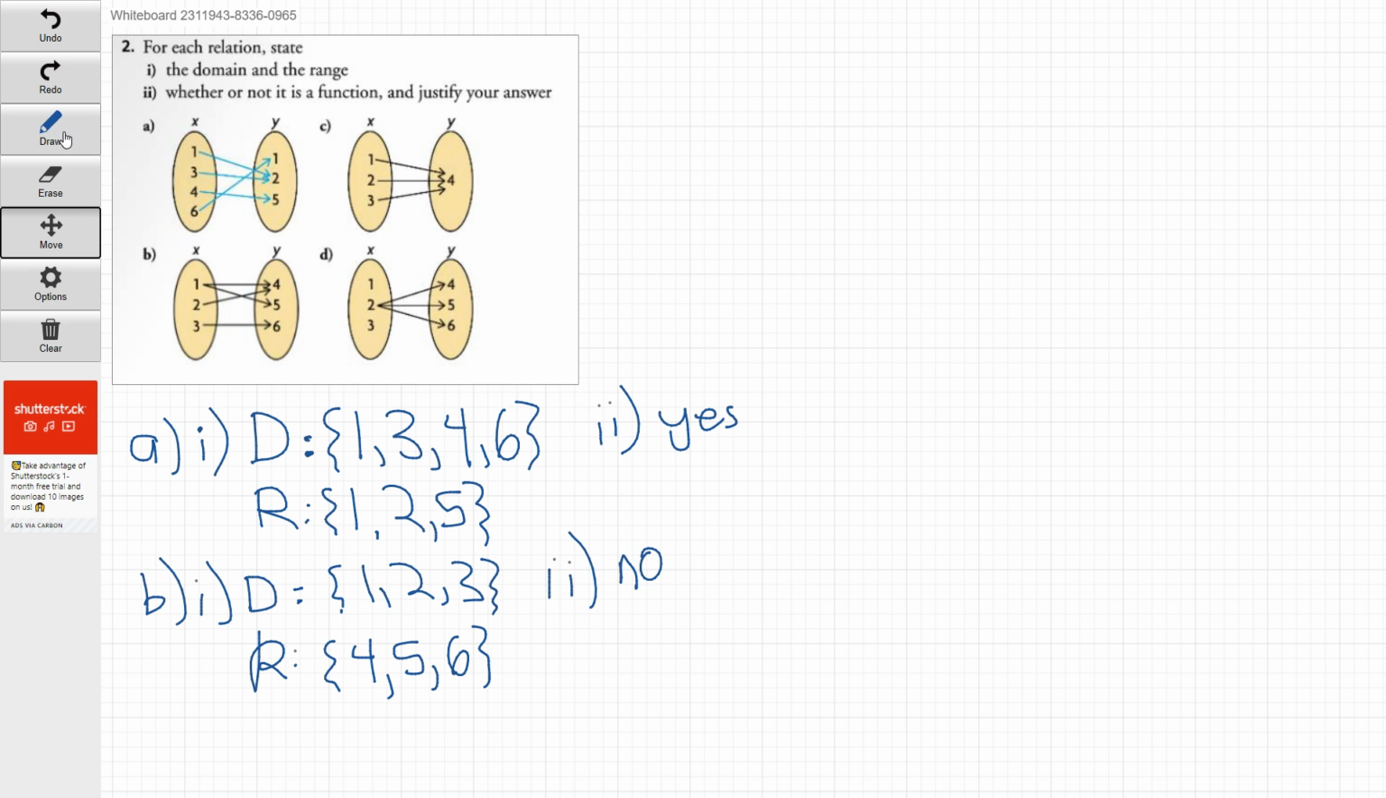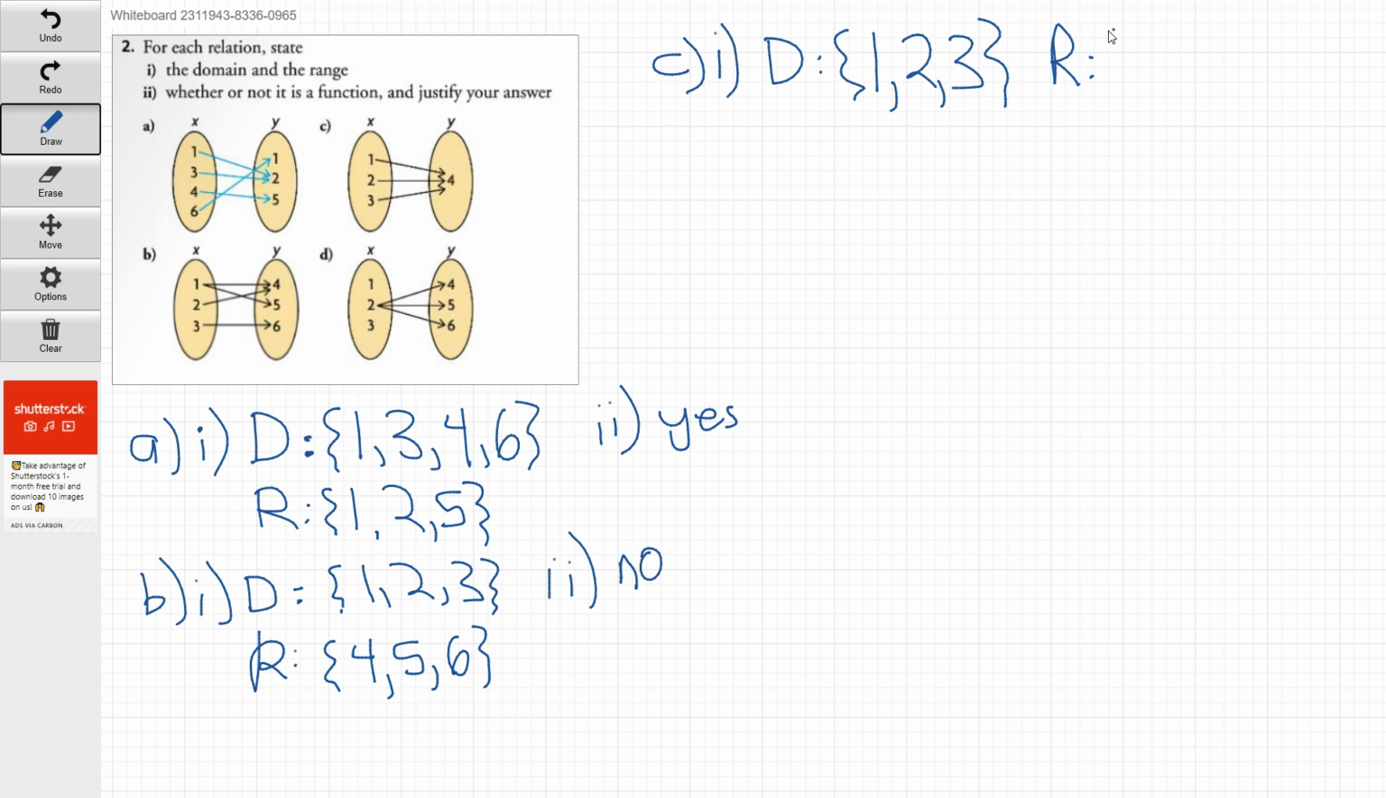Now let's check out C. So for the domain, our possible x values are 1, 2, and 3. And our range is all our possible y values, and in this case, we just have 4. Part 2 asks us, is this a function or not?